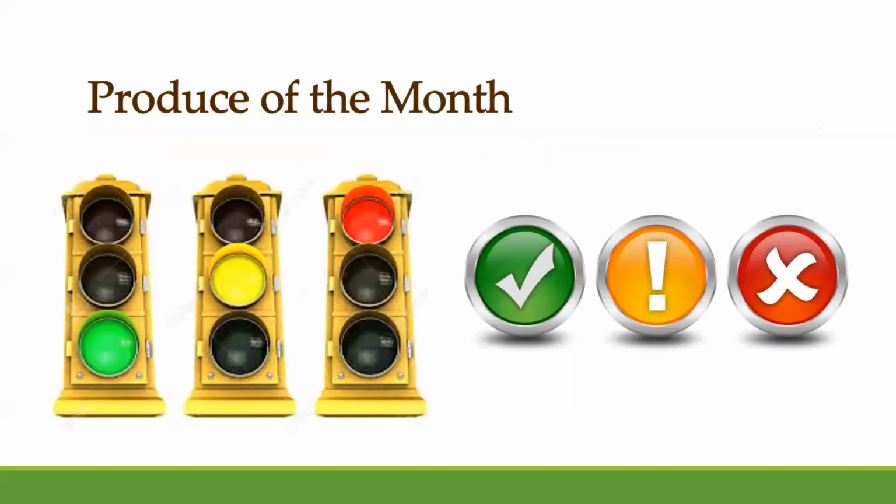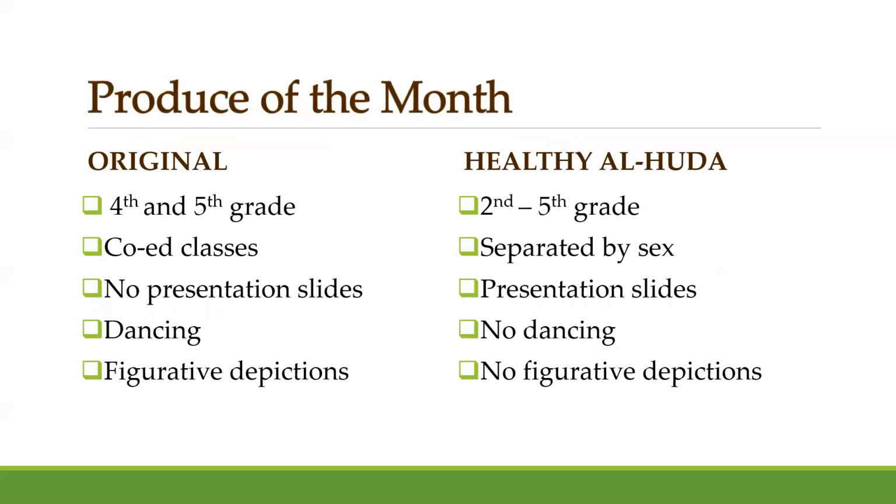So on to Produce of the Month. Produce of the Month was originally implemented with the Southern Nevada Health District in elementary schools in Clark County School District with 4th and 5th graders, and Al-Huda was modified and changed for 2nd and 5th graders. So we had to make some things age appropriate. And the modifications that we made that did not affect the fidelity of Produce of the Month were we separated the classes by sex.